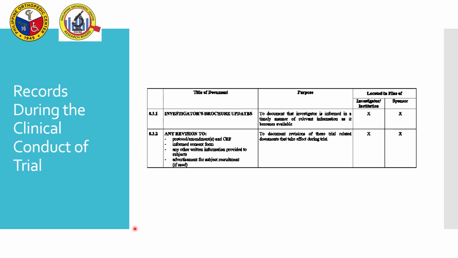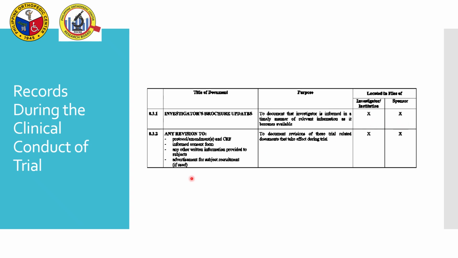Let us now start with the investigator's brochure updates. The primary goal here is to document that the investigator is informed in a timely manner of all relevant information as it becomes available throughout the trial. This ensures the medical team is always working with the most current safety and efficacy data. As you see on the table, a copy of these updates must be kept in the files of both the investigator or the institution and the sponsor.